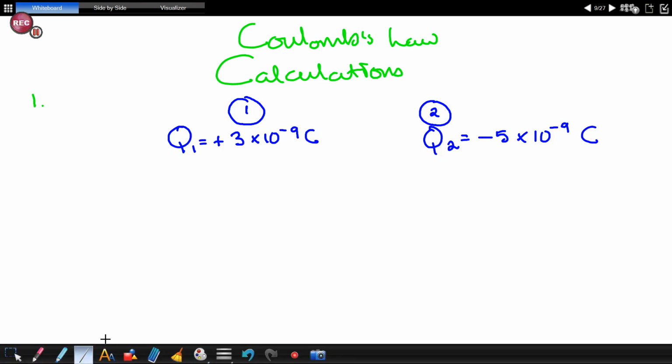And the distance between the two charges, their centers, would be what? 2 meters. So the formula is F equals K Q1 Q2 over R squared.